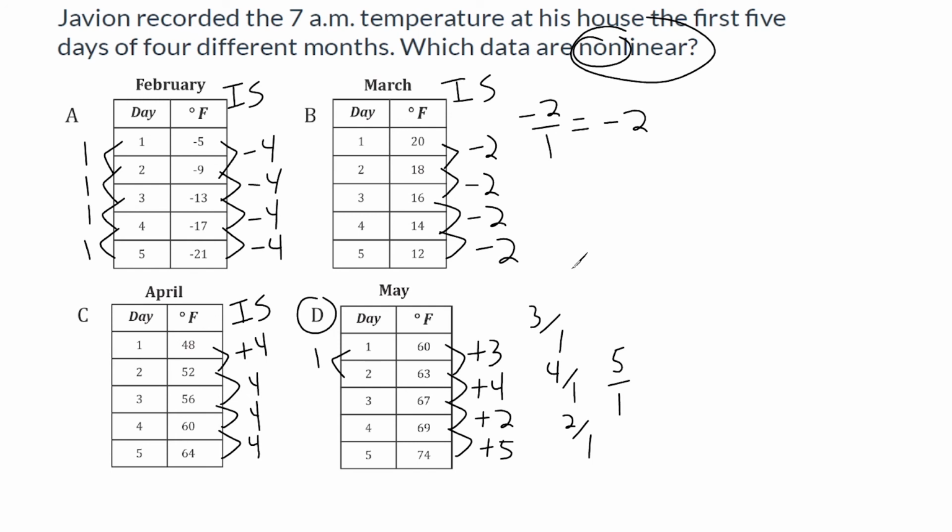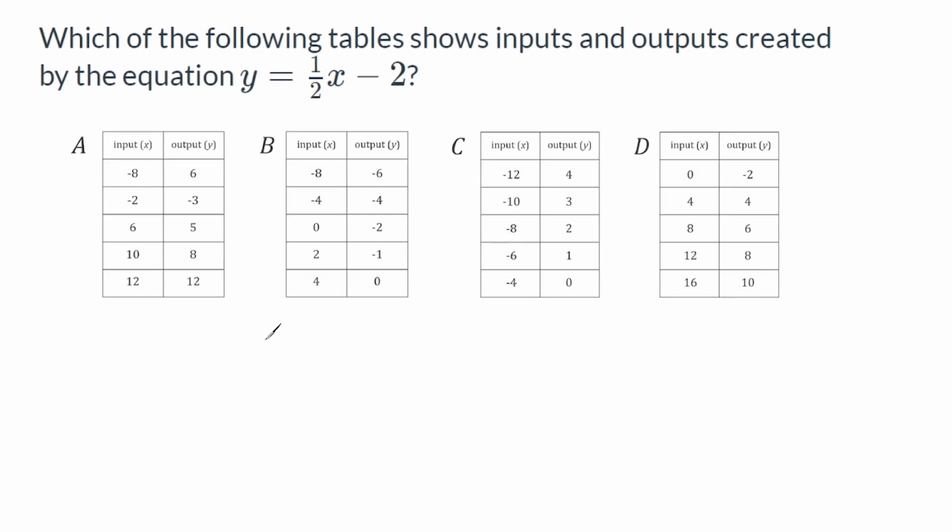All right, let's go ahead and do our last problem. All right, we have to determine which of the following tables shows inputs and outputs created by the equation y equals 1/2 x minus 2. So let us go ahead and test choice A. Now, if we were to take this first input, negative 8, and plug it into the equation, we would have to multiply this input by 1 half and then subtract 2. So let's go ahead and do that.